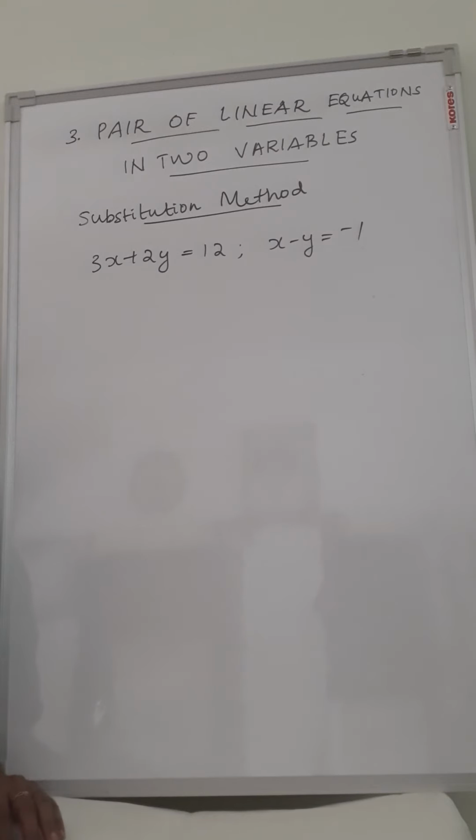In the last class, we discussed the types of equations, that is, whether the equations are consistent or inconsistent, and the types of graphs formed. And the remaining questions in exercise 3.2, I will discuss in the class, that is, the graphical representation and the graphical method of finding the solution of two linear equations.